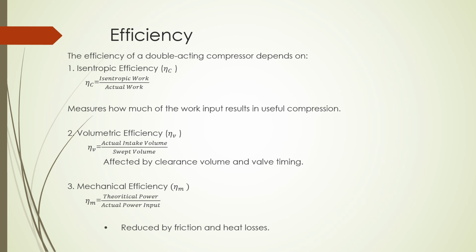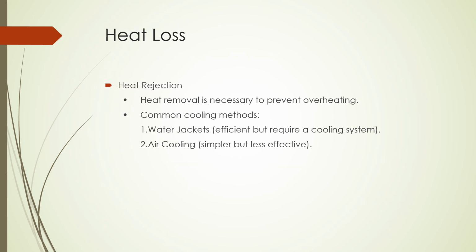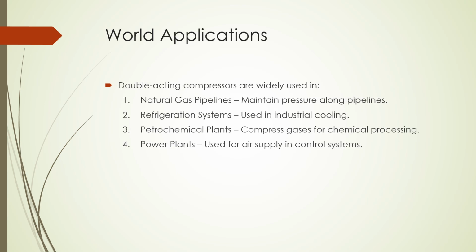Efficiency. The efficiency of a double acting compressor depends on one, isentropic efficiency, which measures how much work input results in useful compression. Two, volumetric efficiency, which is affected by the clearance volume and valve timing. Three, mechanical efficiency, which is reduced by friction and heat losses. Heat loss, or heat rejection. Heat removal is necessary to prevent overheating. Common cooling methods are water jets and air cooling.